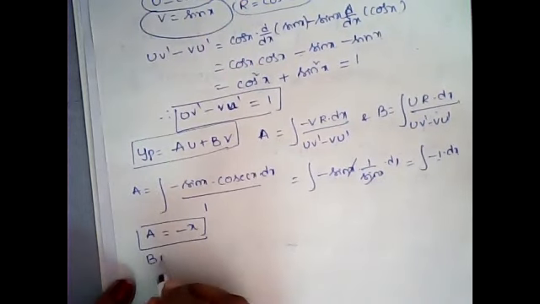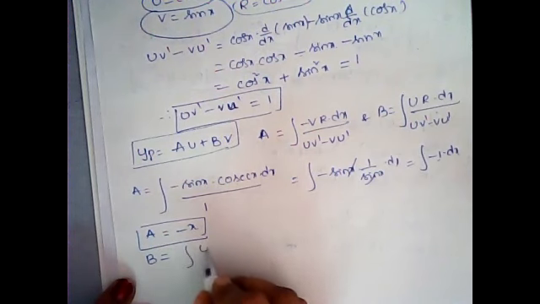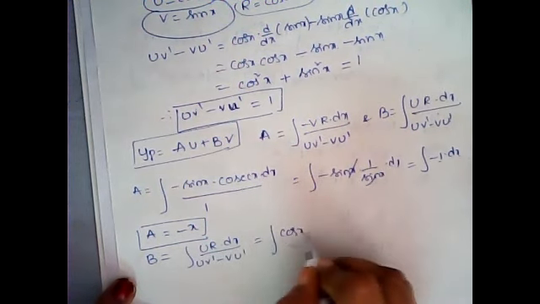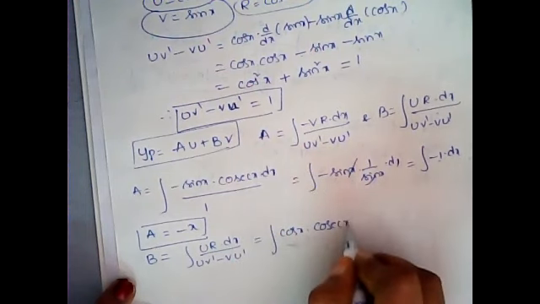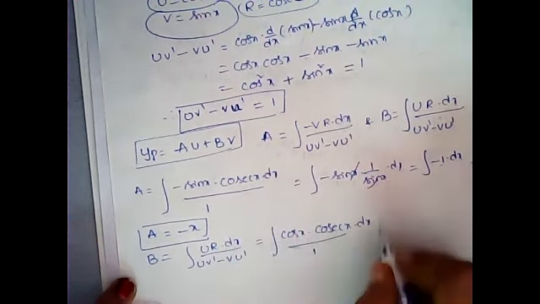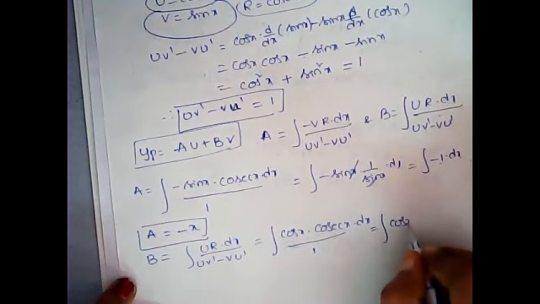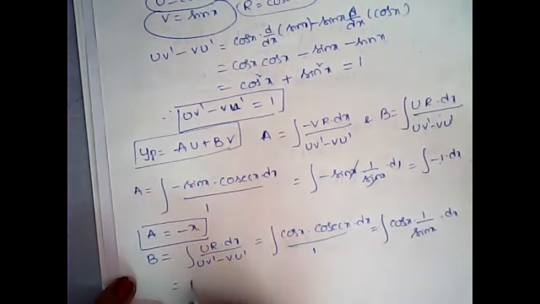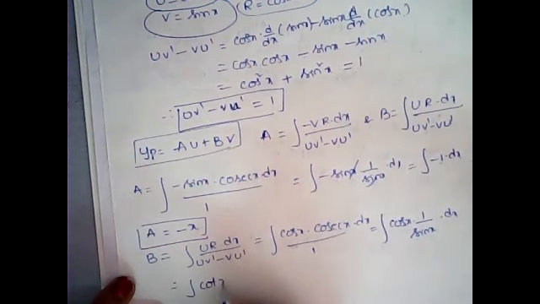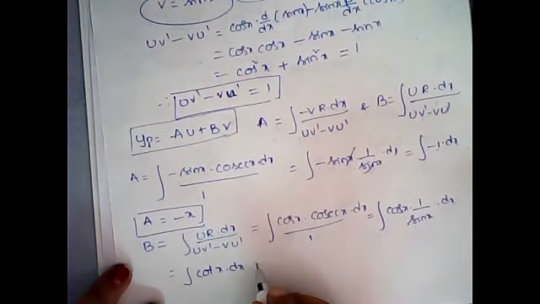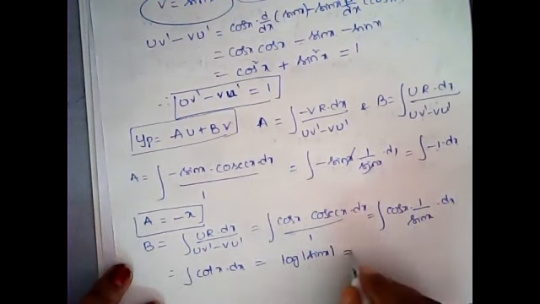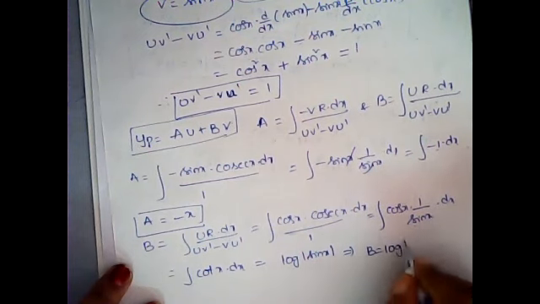In the same way, let us solve b also. So b is equal to integration of ur into dx by uv dash minus vu dash. So u is nothing but cos x, and r is cosecant x, into dx by 1. So cosecant x, I can write in the form of cos x into 1 by sin x into dx. So cos by sin is nothing but cot x, so cot x into dx. And what is the integration of cot x here? Cot x integrates to log mod sin x. Therefore, I got the b value as log mod sin x.